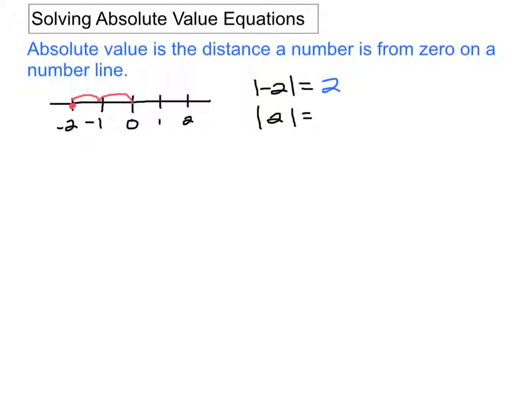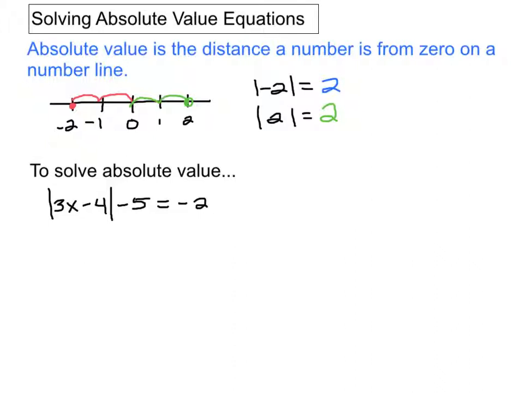Okay, now how about positive 2? Positive 2 is right here, and that is also 2 spots away from 0. So the absolute value of 2 is also 2. Okay, so we got absolute value pretty much figured out. Now it's time to solve some equations.